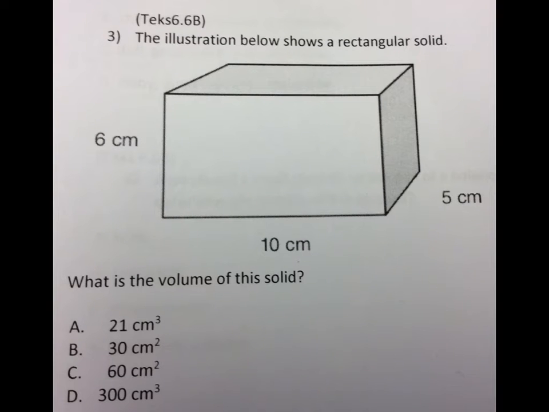The illustration below shows a rectangular solid. What is the volume of the solid? A. 21 centimeters cubed, B. 30 centimeters cubed, C. 60 centimeters cubed, or D. 300 centimeters cubed.